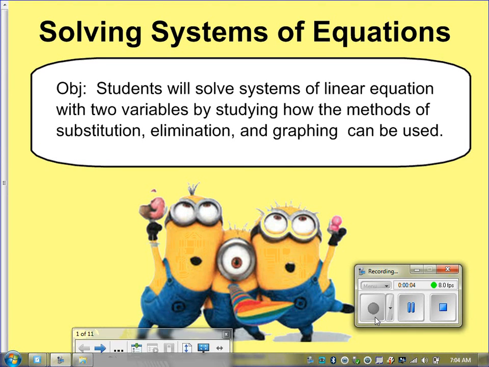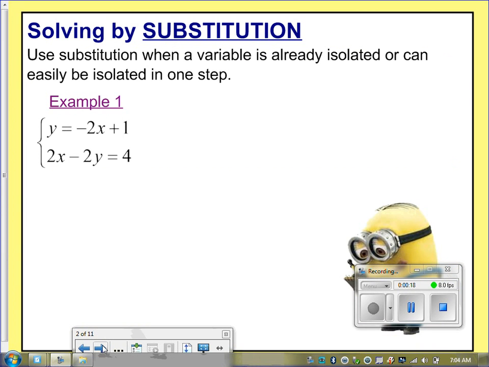Solving systems of equations. The objective today is students will solve systems of linear equations with two variables by studying how the methods of substitution, elimination, and graphing can be used. In a system of equations, the intersection point is our solution. So we need to find where these two graphs are going to cross.